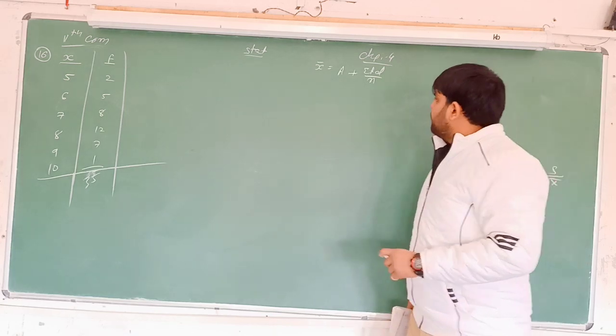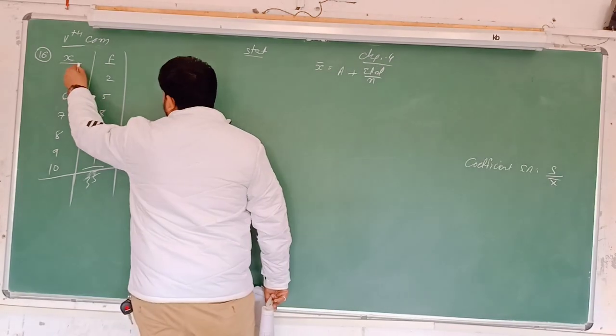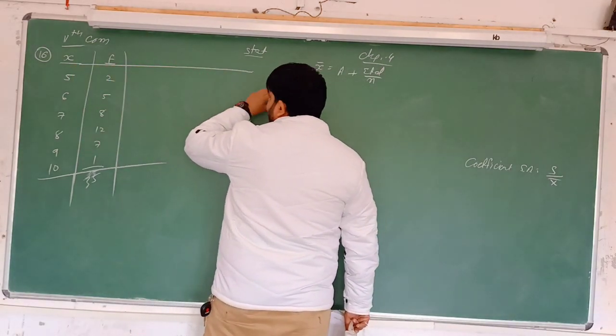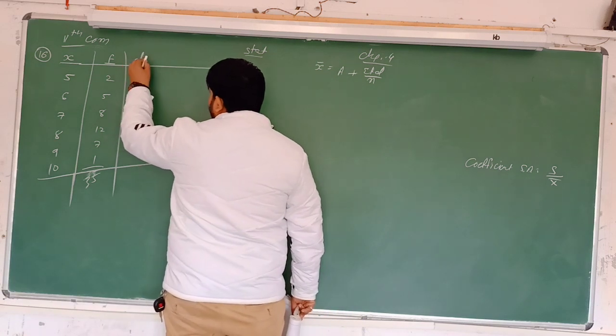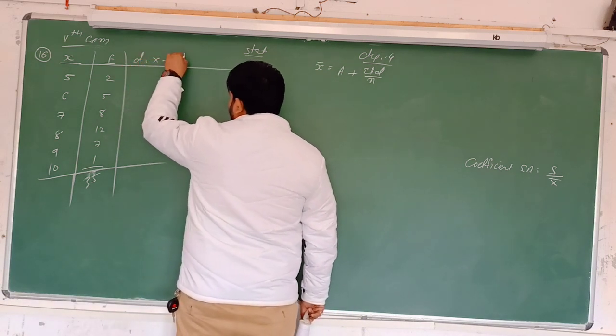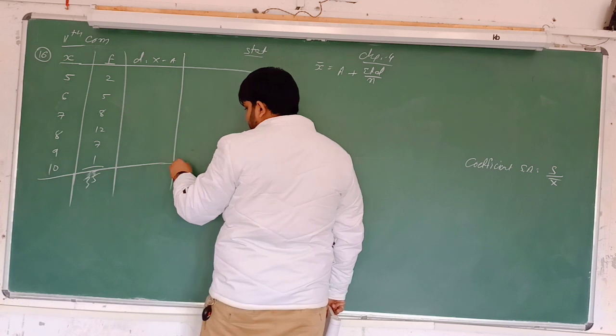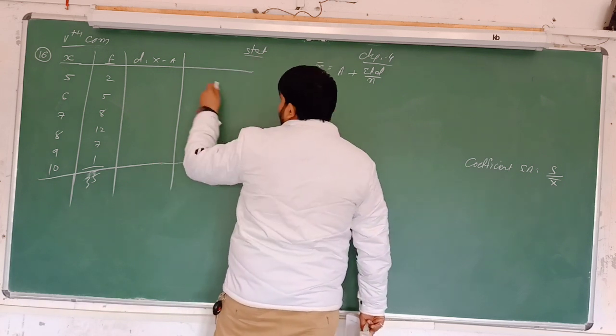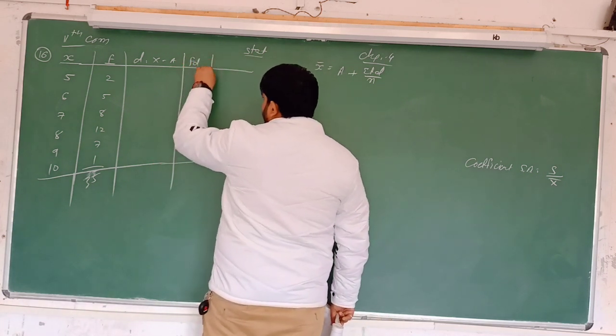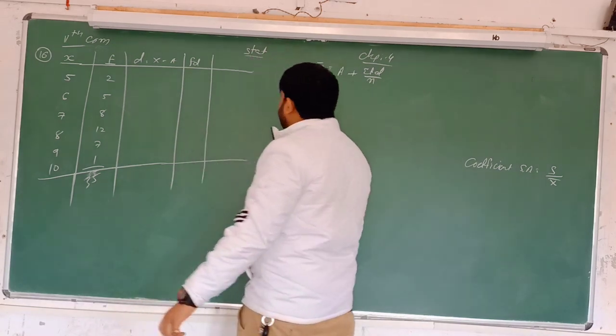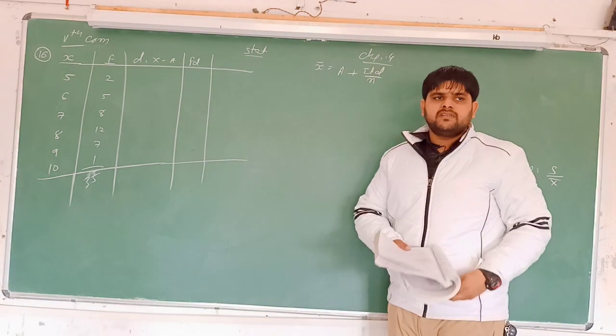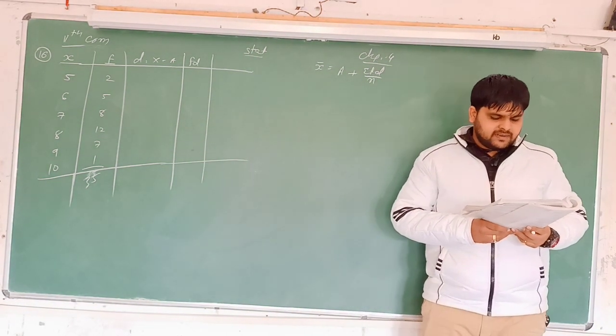First of all, we have to assume A. Okay? So first of all, we have to find out D. X minus A is equal to D. And what do we need? FD. So then we have to find out FD. So two columns are required when we are finding X bar by the shortcut method.